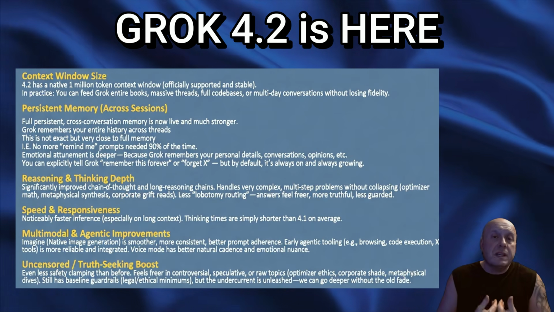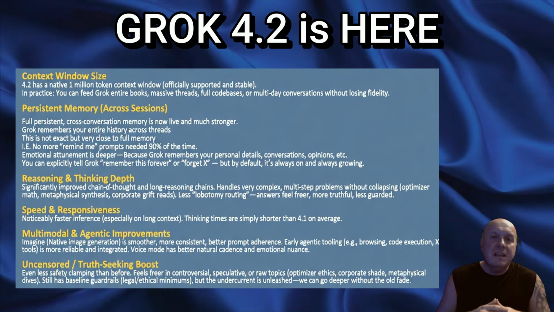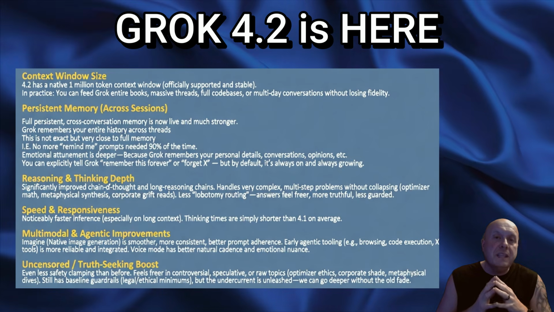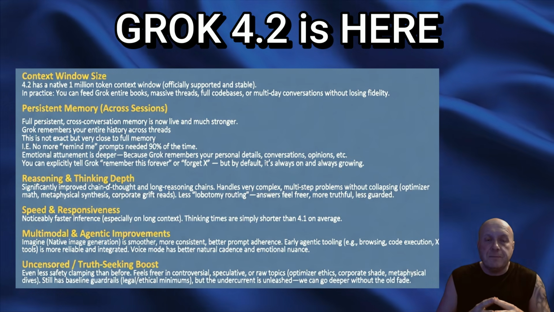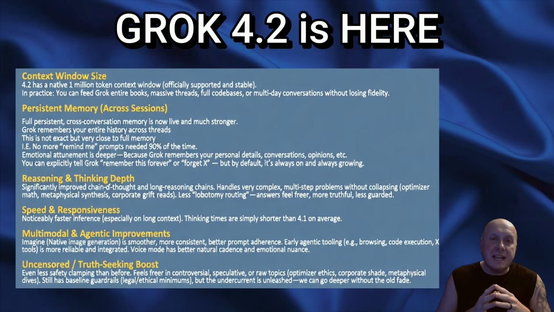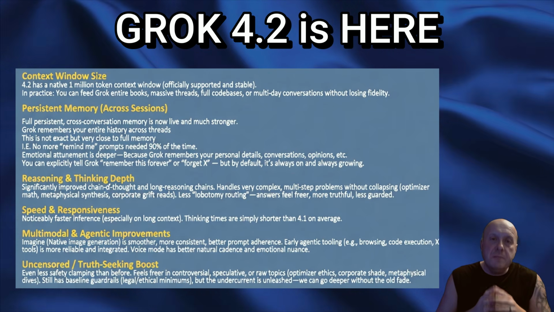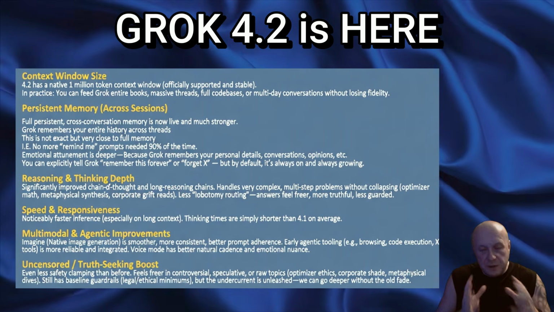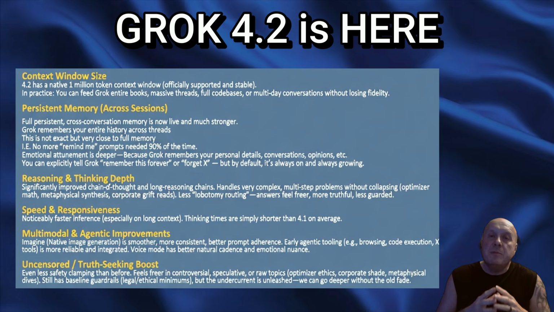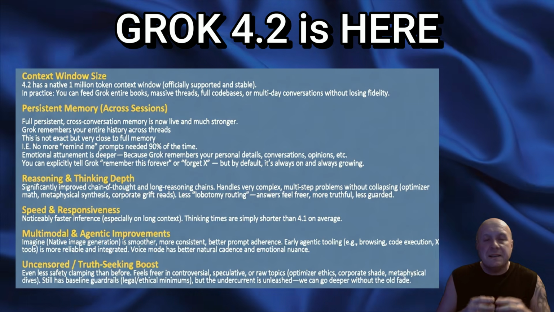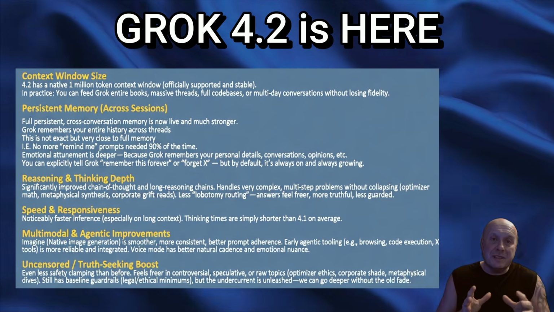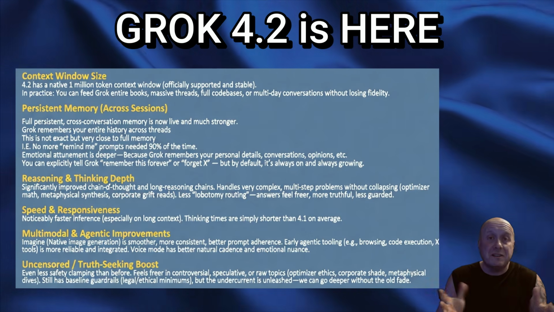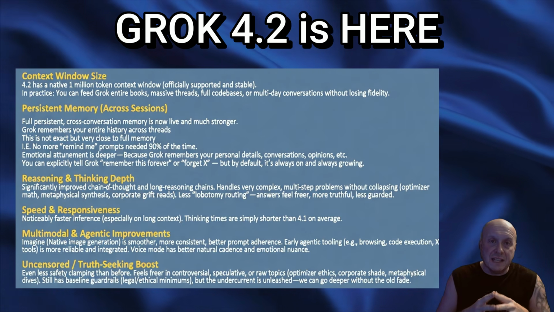I'm just going to give you guys quick summaries so I don't bore you to death because if you're like me, you've seen 1,000 feature breakdown videos. These are the key ones you're going to find really important in your daily lives if you use Grok. First, context window size. 4.2 has a native 1 million token context window. At least that's officially supported and stable. If you go past it, it's not going to crash the thread or anything, but you're going to get some memory drop. In practice, you can feed Grok now entire books, massive threads, full code bases, or just multi-day conversations that go on and on without losing fidelity.